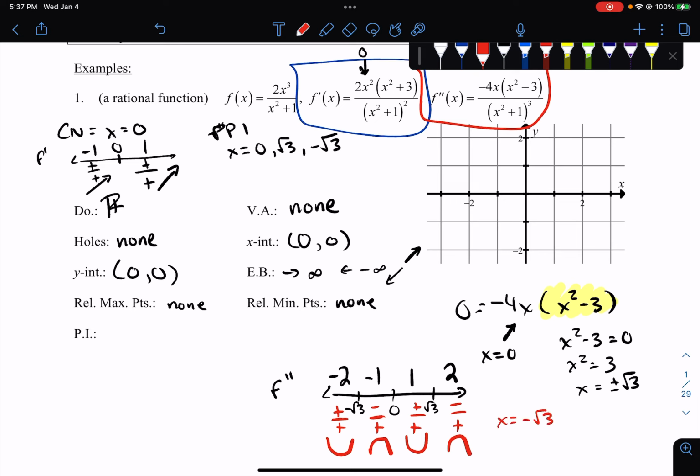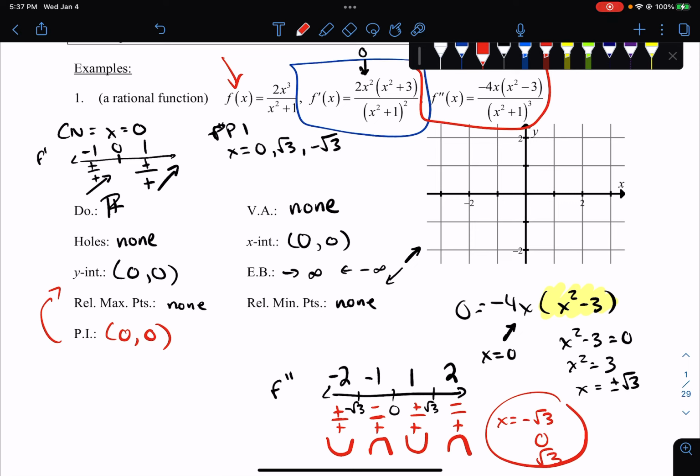And I switch from concave down to concave up at x equals 0. And I switch from concave up to concave down at x equals root 3. So all of those are the x values for my points of inflection. It wants to know where those are on the graph, so I actually have to plug all of these into my original function to get my y values. I've already done 0 because I did that up here. So one of my points of inflection is 0, 0.